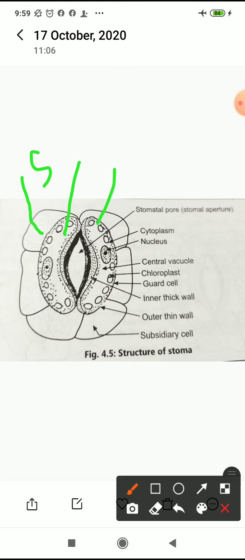So see the structure of the guard cell. Here you can see that there is a thick inner wall and a thin outer wall. So this property of the wall of the guard cell is important for the opening and closing of stomata.